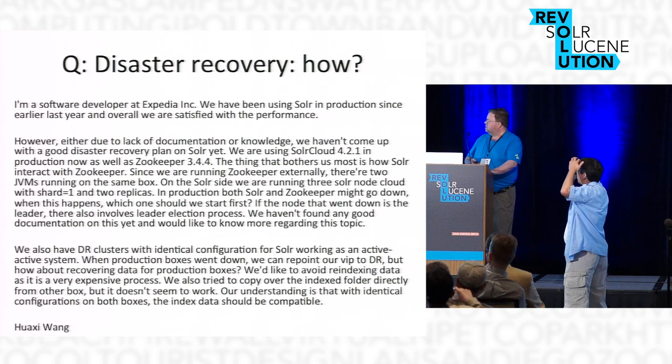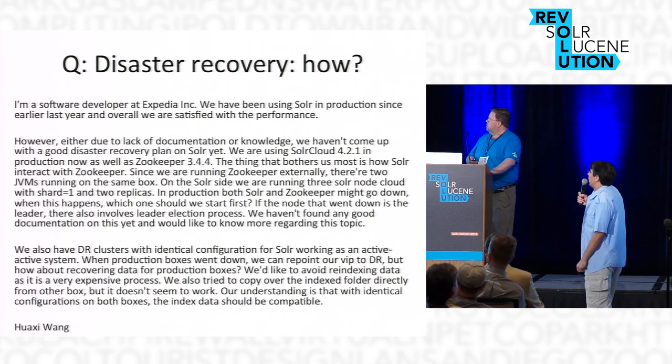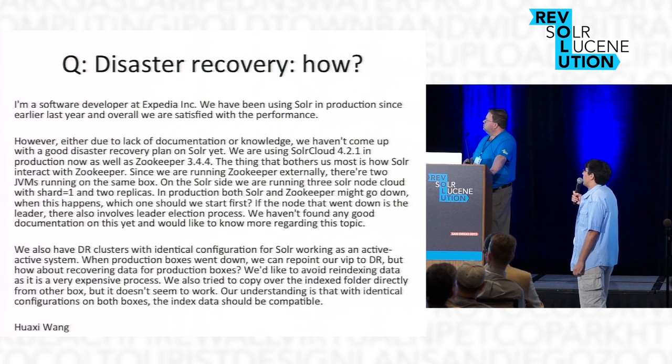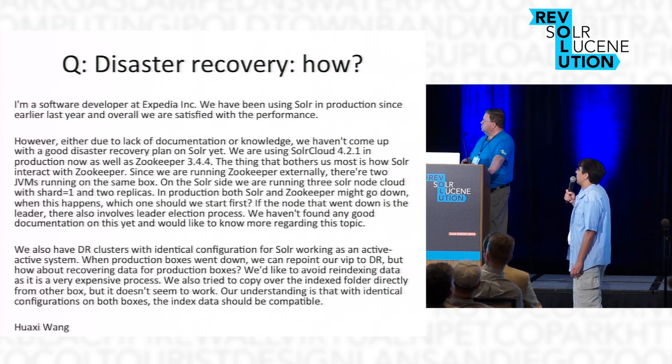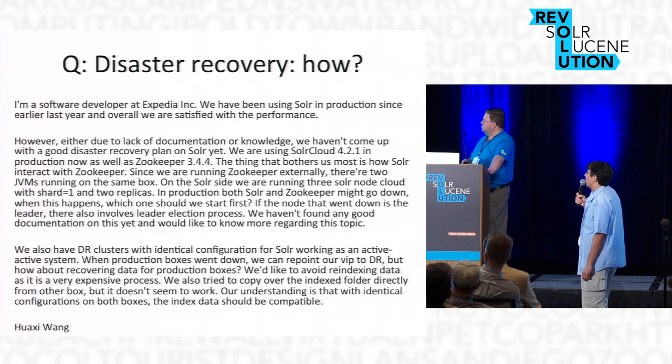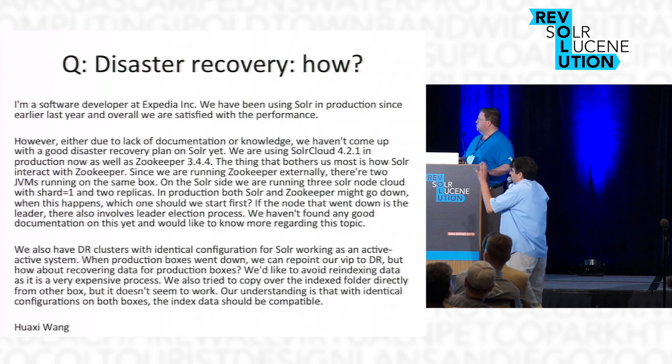So using Solr Cloud as well as Zookeeper, how Solr interacts with Zookeeper. Zookeeper's external, 2 JVMs on the same box, 3 Solr node clouds. Both Solr and Zookeeper might go down. When this happens, which one should we start first? The node that went down with the leader is also leader election. Haven't found any good documentation on this. And then there's a whole another paragraph here.